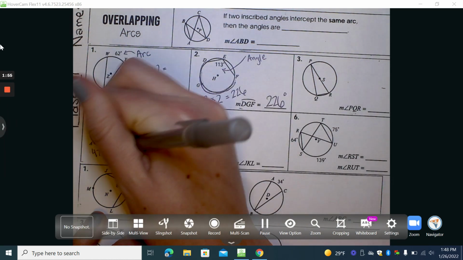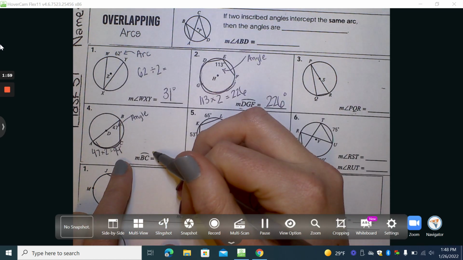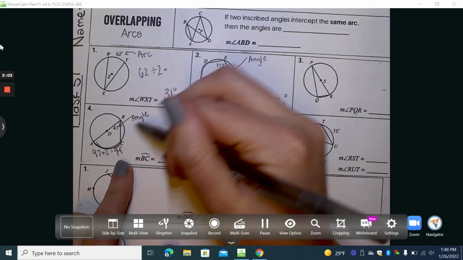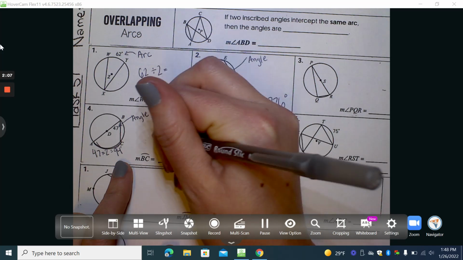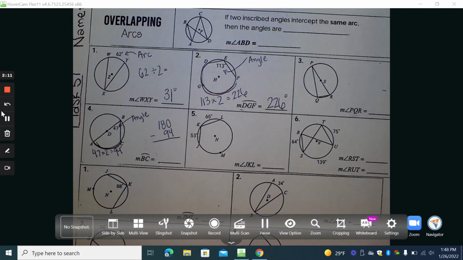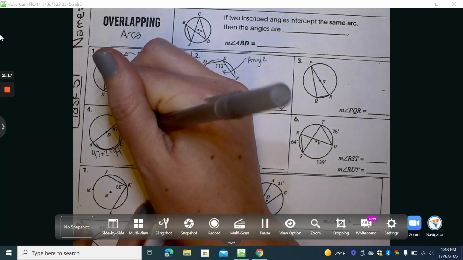So AC is 94 degrees, but it's asking for the measure of BC. Well, BC and AC, those two together make a whole half circle. So let's take 180 minus 94, and that'll give me my final answer of 86 degrees, being this angle right here.